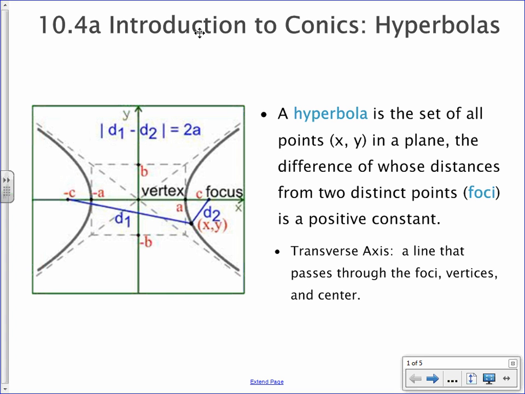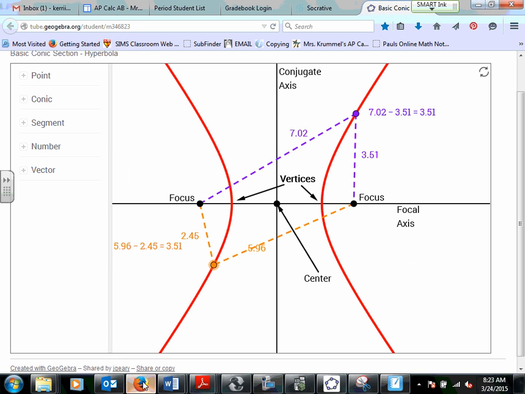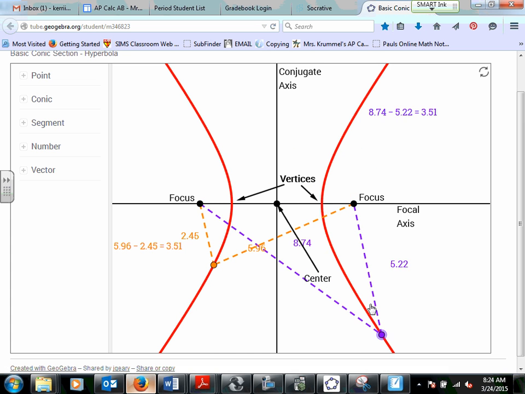Okay. What I first want to show you, though, is an illustration of this property where the difference of the distances from a point to the two foci is always going to be the same. What does that mean? So here, the red is our hyperbola. You notice here's a point in purple. The distance from this point to the focus is measured here. The distance from the purple point to the other focus is measured here. And then their difference is there. Notice how, no matter where I move it, it stays as 3.51.